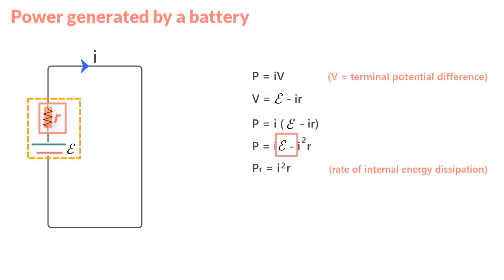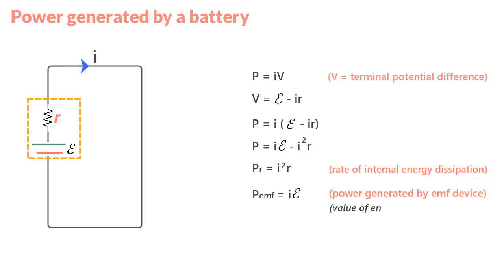In that case, this part of the equation, or rather this expression, must be the total rate of energy transfer by the battery, and let us call it P_EMF. So P_EMF is the value of energy transferred both to the charge carriers and the internal resistance of the battery.